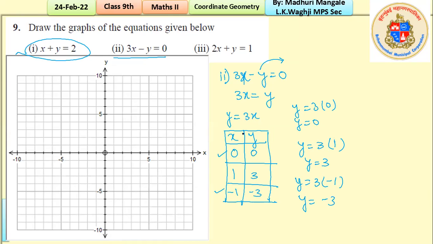First step, get any one variable by itself. Second step, get the points. Third step, plot the points. And fourth step, join the points to get the graph.